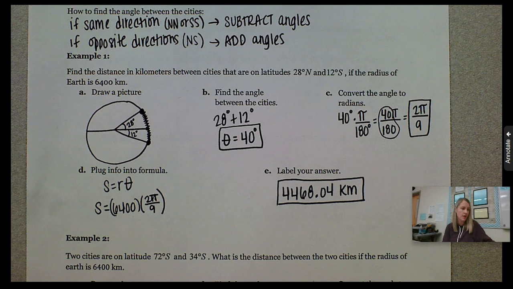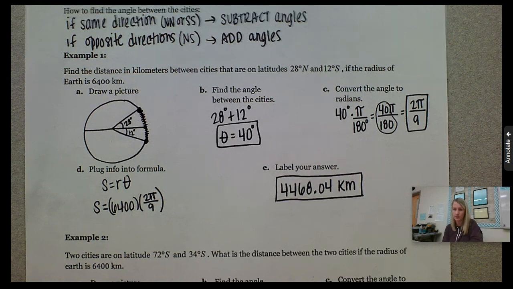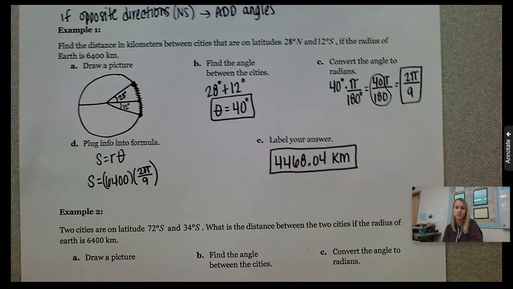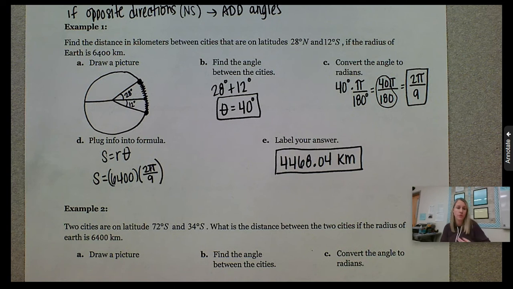Okay, so we're going to start example 2. So I'll leave that up as I'm reading example 2. Two cities are on the latitude, so it starts the same way, of 72 degrees south and 34 degrees south. So in this case, they're in the same direction. They're both south. What is the distance between the 2 cities? The radius of the Earth doesn't change, right? The Earth is the Earth. So you're always going to see that 6,400 kilometers there, but the thing that's changing is just the angle.